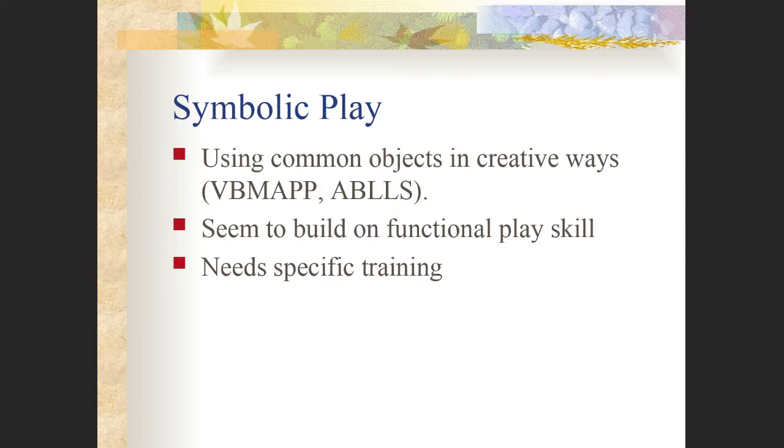And from the literature, symbolic play skills seem to build on functional play skills. In other words, functional play is a prerequisite for a child to learn symbolic play. And also, children with autism need specific training to acquire the skill.